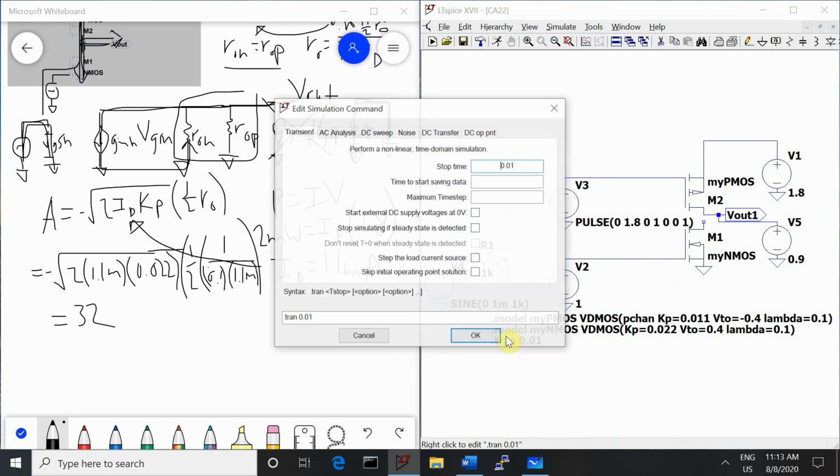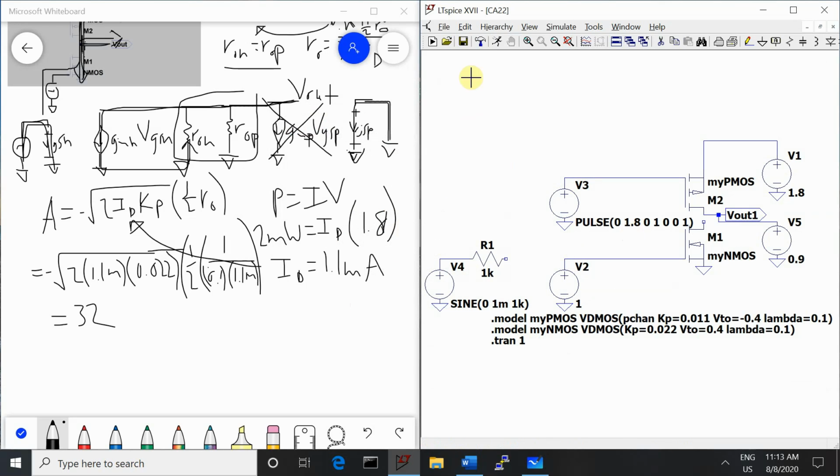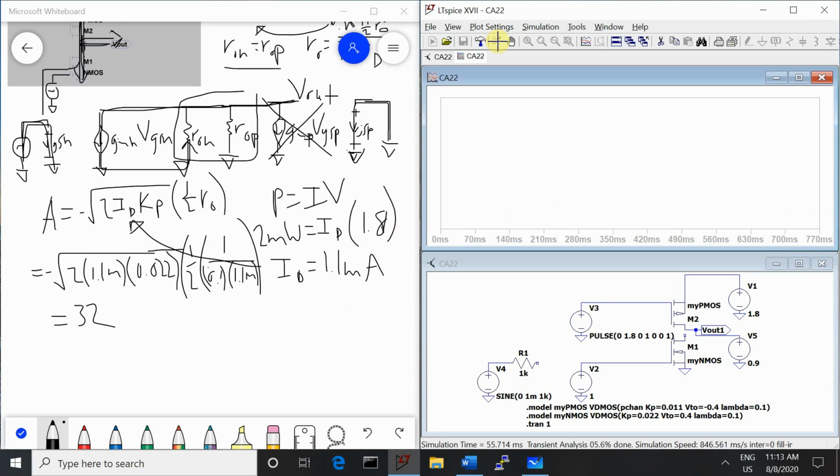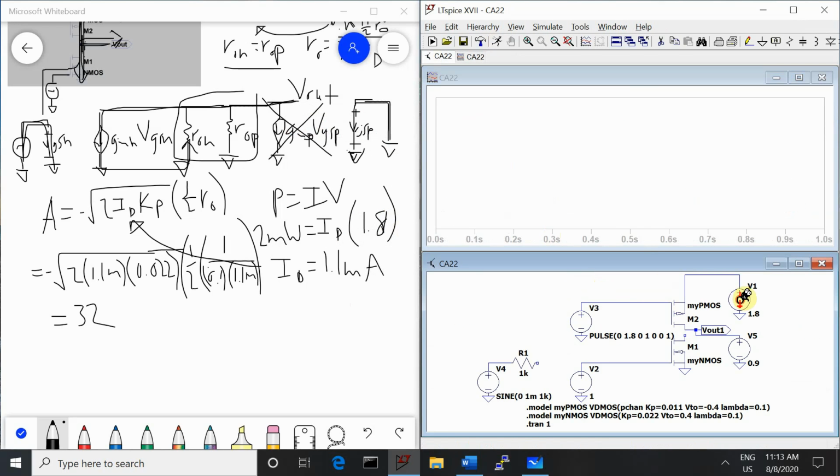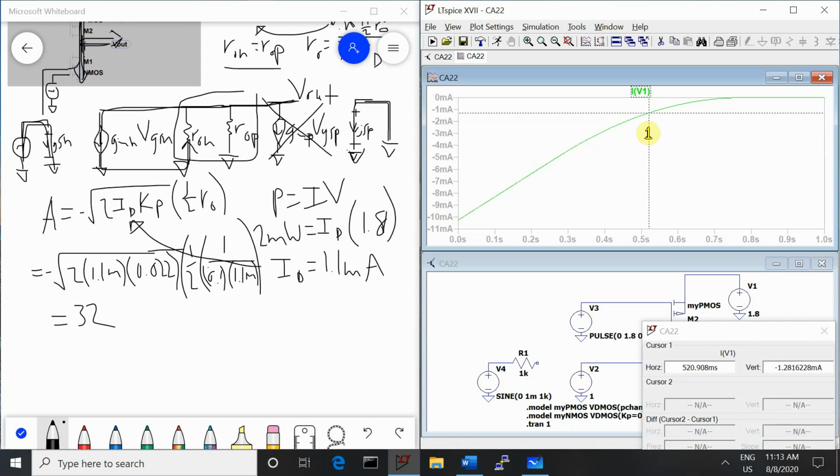So we're going to do a transient, and we're going to do it for 1 second, because that's how long it's going to take to go from 0 to 1.8 volts. And we're going to measure the current that is being pulled from this 1.8 volt source here. We want that to be 1.1 milliamps.